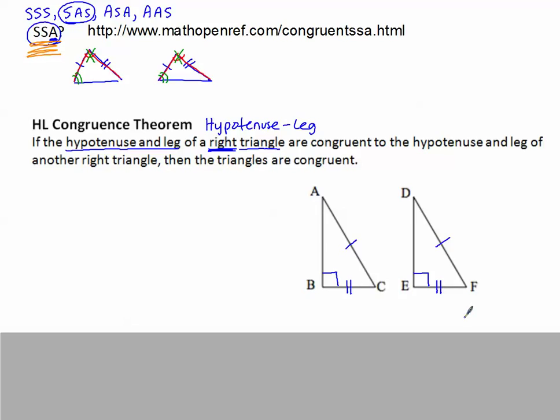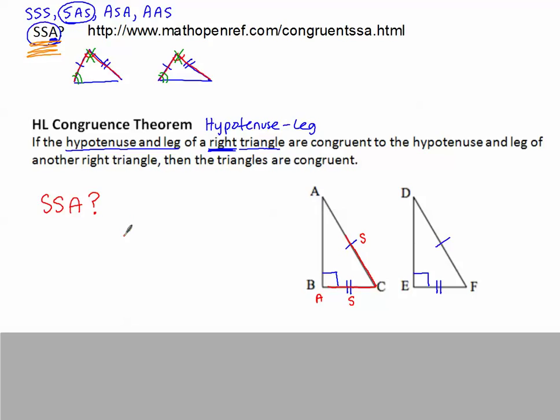Well, if you're looking at this and you think about what we just talked about with SSA, you might be asking yourself, well, here's a side, and here's a side that have marks, and here's the included angle. This angle that has an angle mark is not included. So isn't this a case of side, side, angle? Isn't this the bad word that we're never supposed to use?